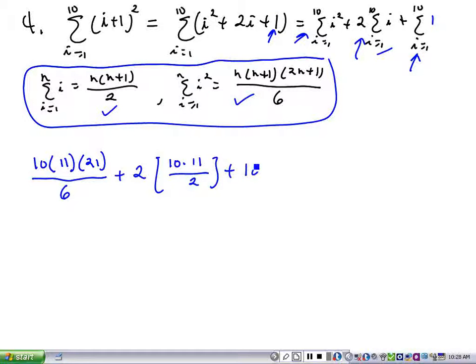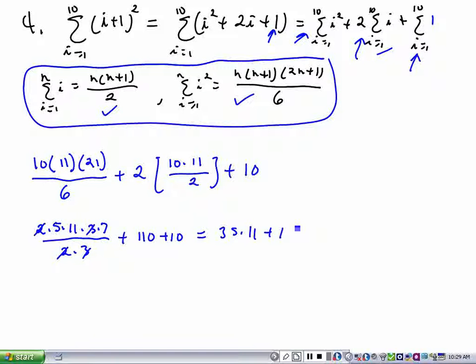So we work this out. We have 2 times 5 times 11 times 3 times 7 divided by 2 times 3, plus 10 times 11, that's 110, plus 10. 2 cancels out, 3 cancels out. So this gives us 35 times 11 plus 120. We get 385 plus 120. That gives us 505.